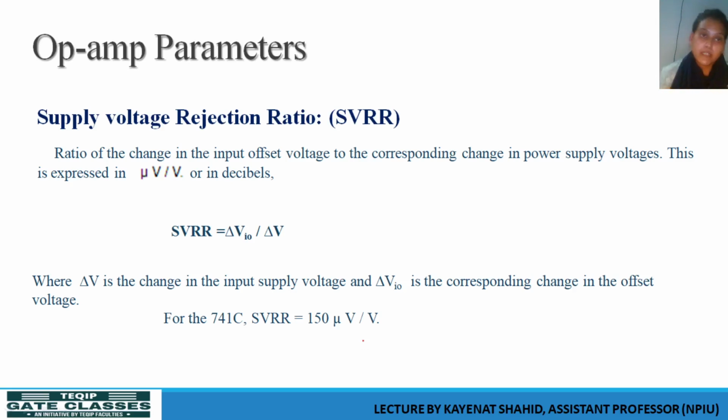Another very important parameter is the supply voltage rejection ratio, SVRR. What is this? It is the change in input offset voltage due to the change in the supply voltage.